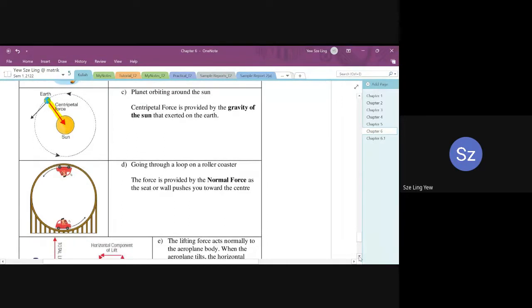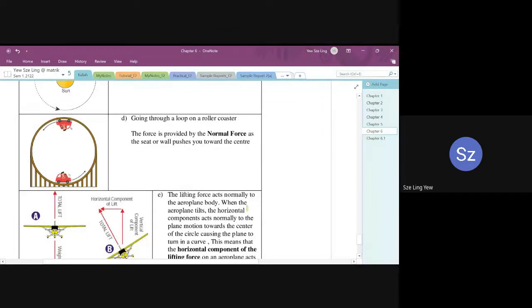And then the D, now you have a roller coaster. So this car can move in a circle. Why? If you look, the car is in contact with the track. So in this case, it has a normal force, and at the same time it has weight as well. So weight and normal force are the forces that keep this car moving in a circular motion. So not just normal force, but you have two types of force in this diagram.